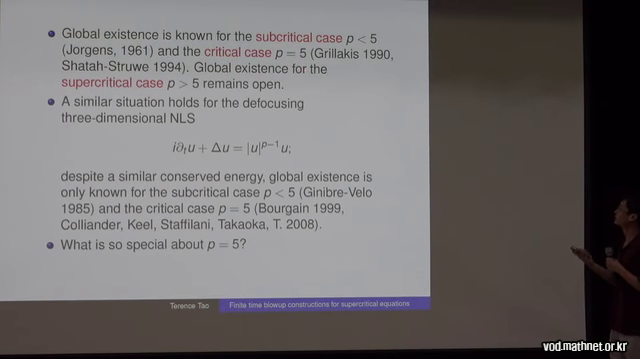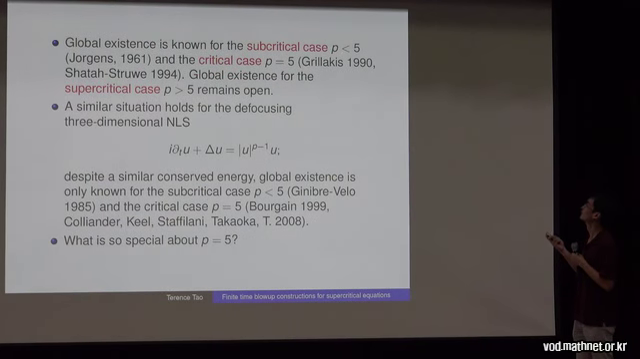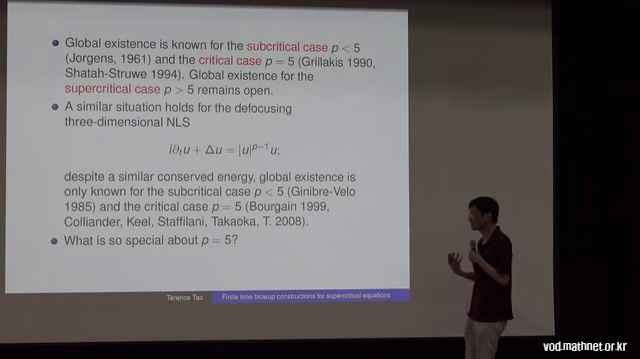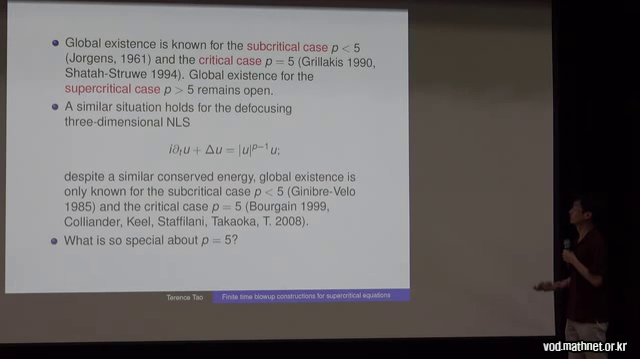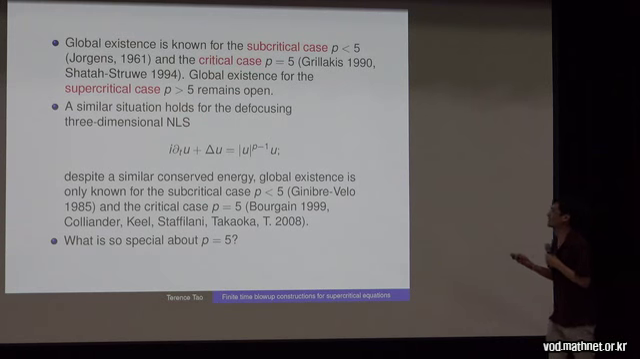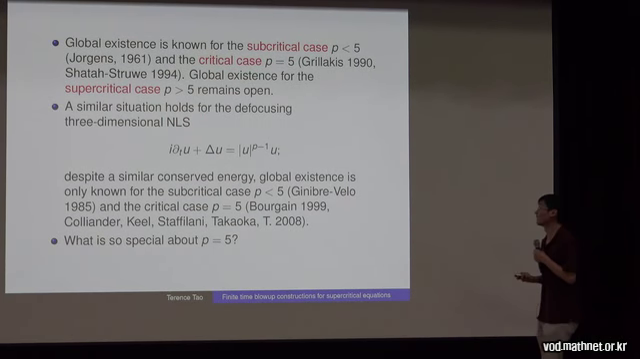And then for the critical case, when p equals 5, that was a lot harder. It took 30 years after Jorgens before we figured out that also for p equals 5, the energy conservation law is strong enough to prevent blow up. So again, this is a good equation. Solutions exist for all time. But for p bigger than 5, we don't know. It'll take more than 30 years, I think, to settle this question. We do not know what happens for p bigger than 5 for this equation.